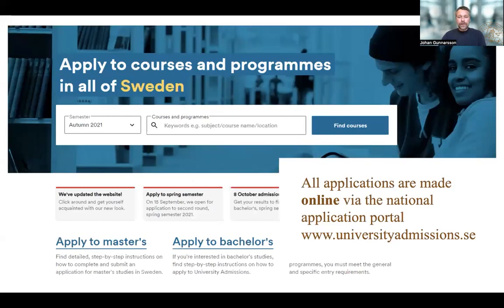Now, I've told you many times throughout this presentation about university admissions in Sweden. So this is the national application system, the national application portal. You can go there today if you want to find information about studying in Sweden and so on, and what kind of documents you need to provide, and I encourage you to do so. But this is where you will eventually have to go to actually apply to one of our degree programs. So you can find them here after we open for application in the middle of October.